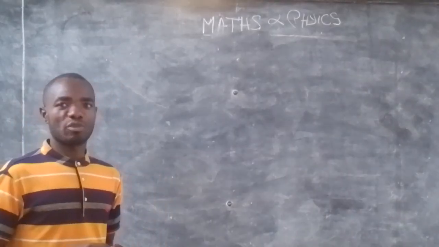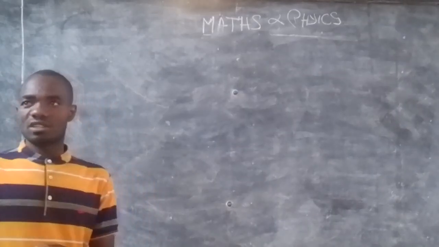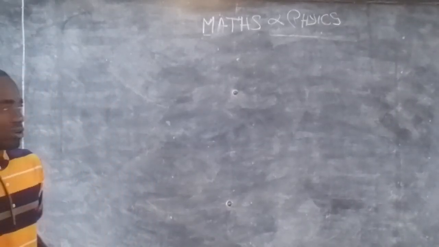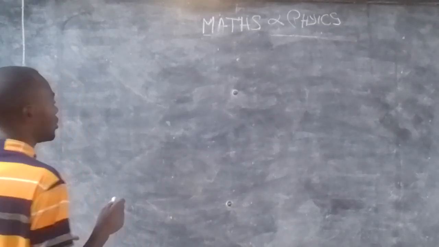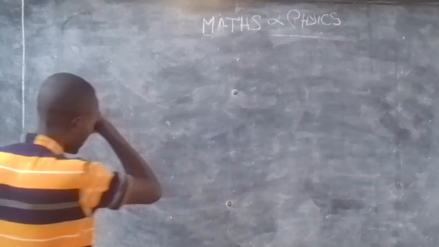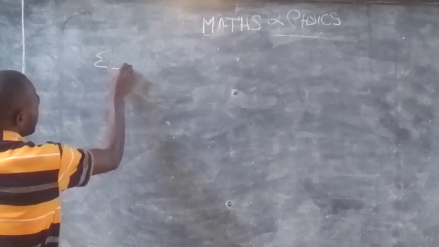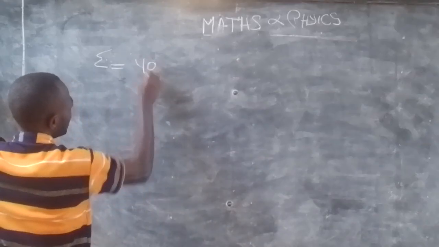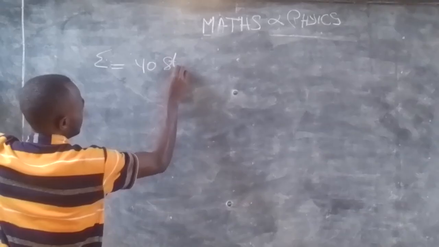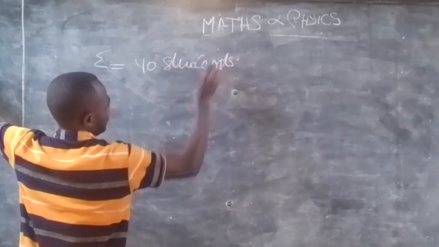So let's start with a practical example here, and you will see what we have talked about before. This is how we start. We have a group of students, our universe. The universal set contains 40 students.